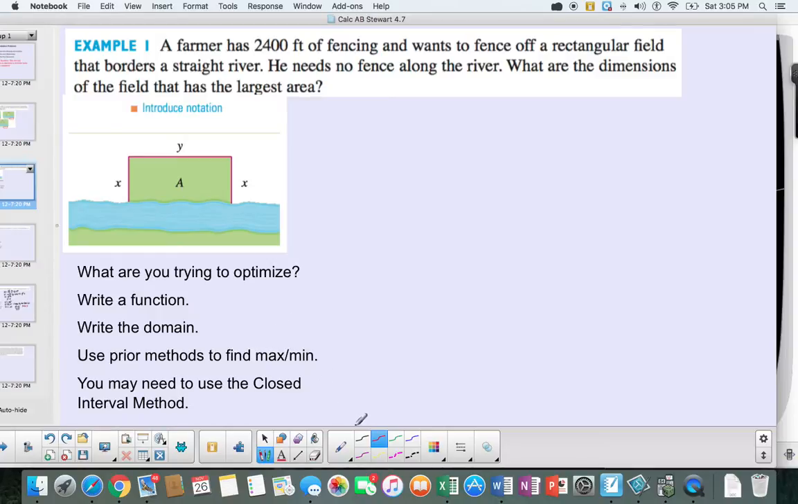And we should always start with trying to write down what we're trying to optimize. We want to find the maximum area. Well, actually, we want to find the dimensions of the largest area, but we'll just say that. So let's go ahead and write our area function. Our area function is x times y.